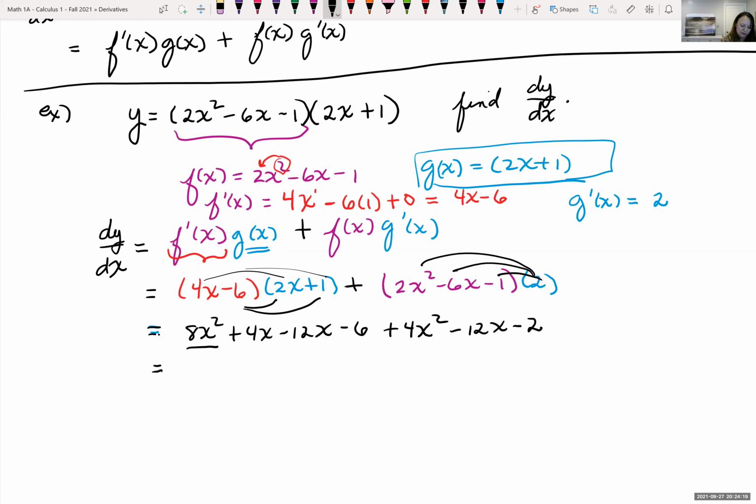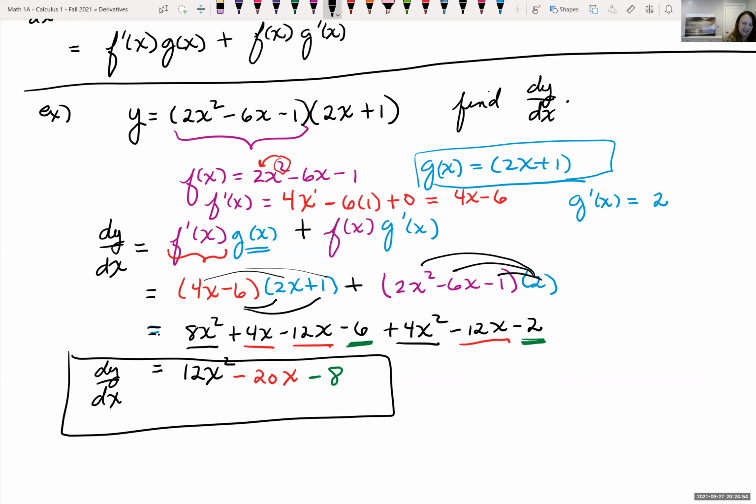Combine like terms. 8x squared plus 4x squared, that's 12x squared. I have 4x minus 12x, that's negative 8x. Negative 8x minus 12x, so that's minus 20x. Last one, I have a minus 6 minus 2, so minus 8. That was one way to do it.